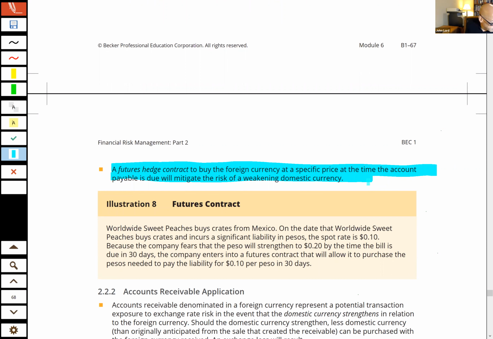And let's just go ahead and take a look at this example. Worldwide Sweet Peaches buys crates from Mexico.